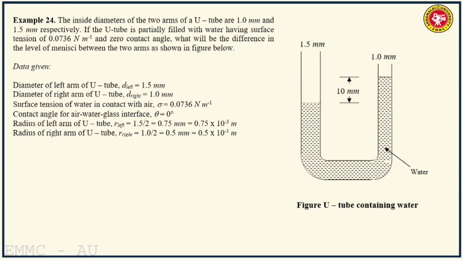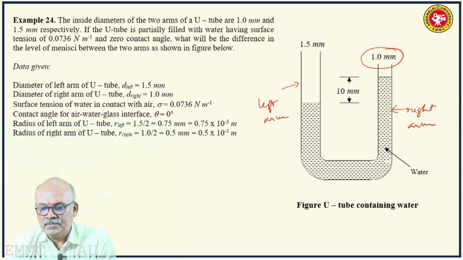So, this is another problem on capillarity. You have a U tube, the inside diameters of the two arms, say this is the left arm and this is the right arm. The left arm has got a diameter of 1.5 millimeters, the right arm has got a diameter of 1 millimeter. Now, the U tube is partially filled with water having surface tension of 0.0736 Newton per meter and 0 contact angle. What will be the difference in the level of menisci between the two arms as shown in figure below?